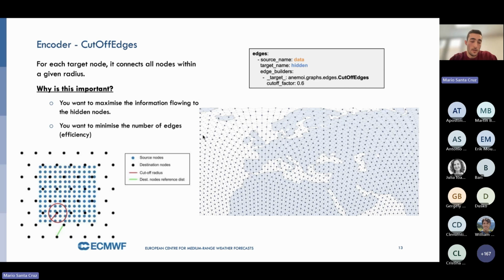And here there is an important trade-off to be aware of. On one hand, we want to minimize the number of edges just for efficiency. The fewer edges we have, the smaller the graph, and the more efficient it will be just to run one forward pass. So the cheaper it is in inference and the faster we train. Okay, but on the other hand, we want to maximize the information flowing to the hidden nodes. Why is this important? Because if we don't connect a source node, a data node, to the hidden nodes, the information in that data node will not be used at all by the model. Okay, so just to be aware of this trade-off here.